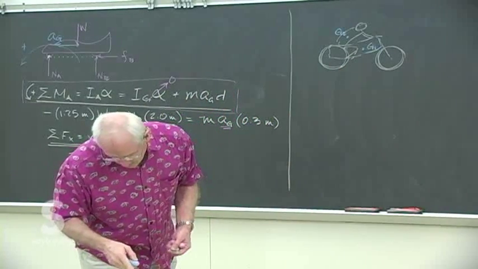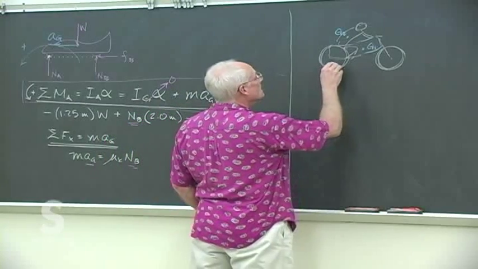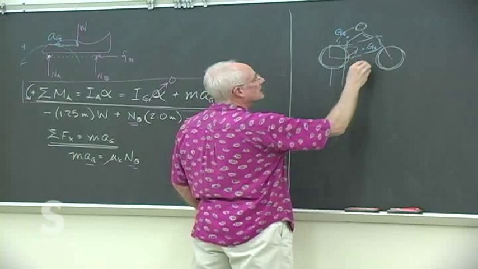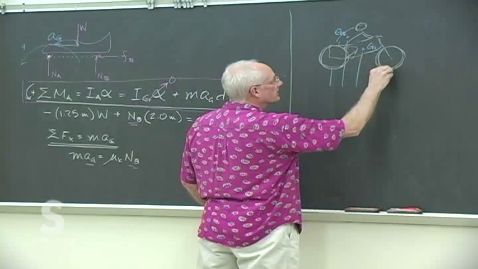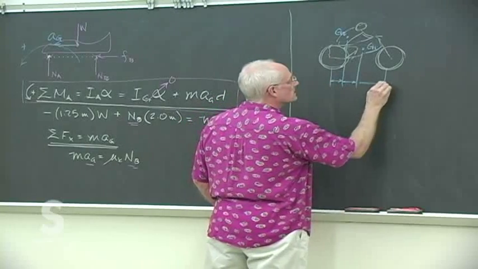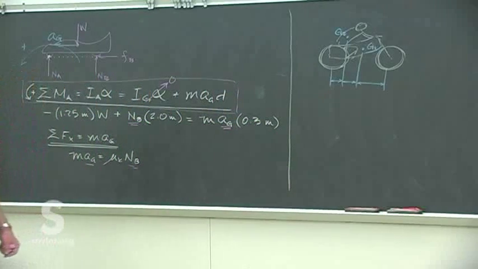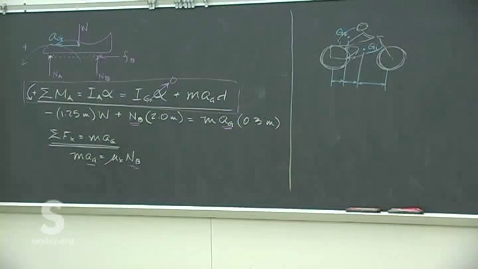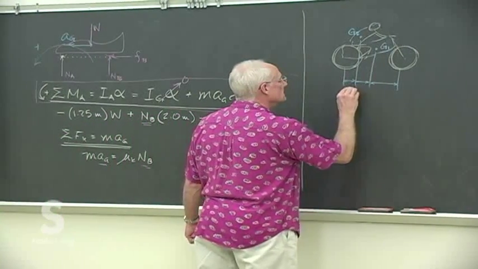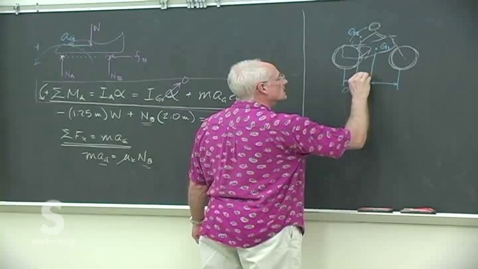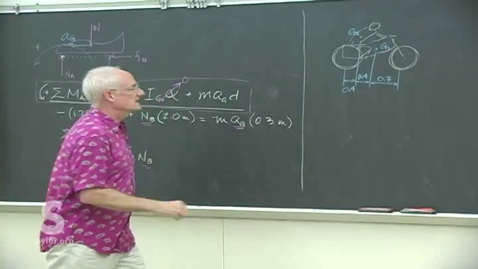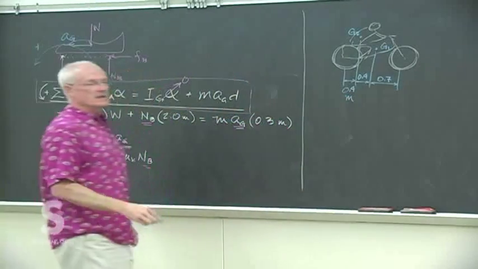So a couple of the dimensions that we need, again, with respect to the contact at the back tire and the front tire. So we have these three horizontal distances we're concerned with, just like we were on the other problem. This one's 0.4. This one is also 0.4, but that one's 0.7. And these are all meters.